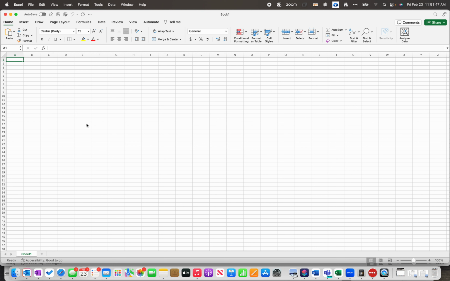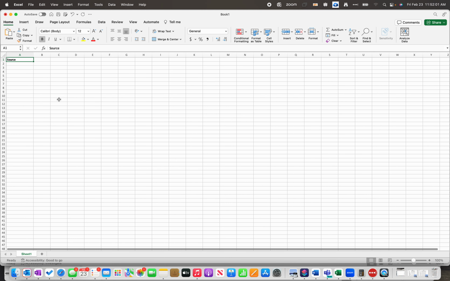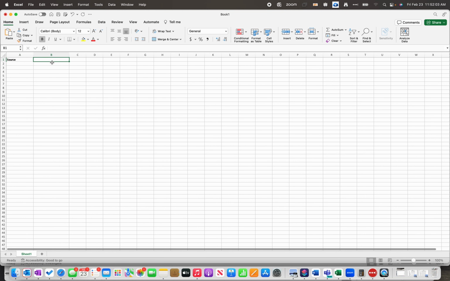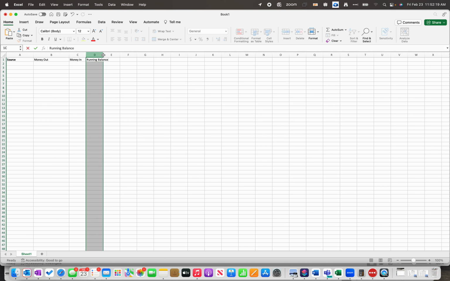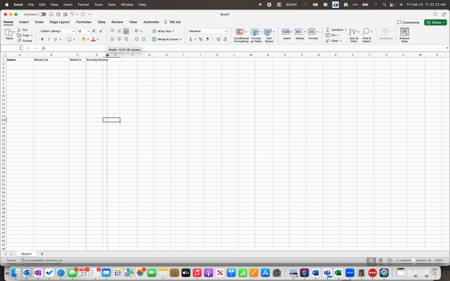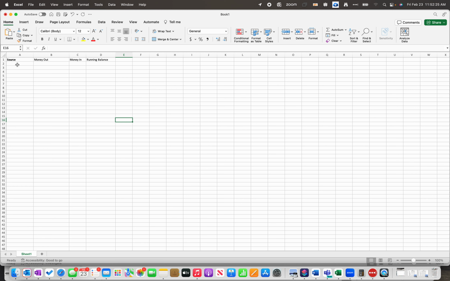Okay, so I'm going to start out here by typing in source. I'm going to set a heading here that is going to be the source of where my money is coming from or going to. Now this next heading is going to be money out. The next heading is going to be money in, and the next heading is going to be running balance.